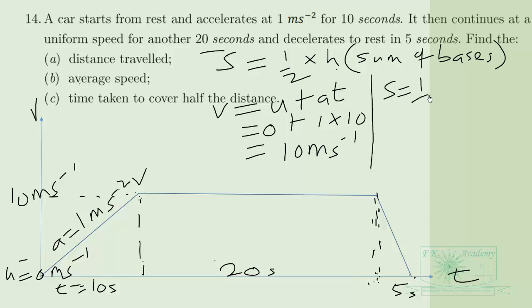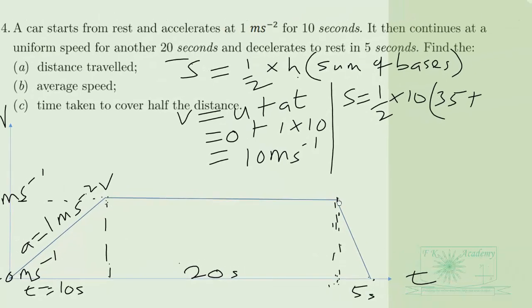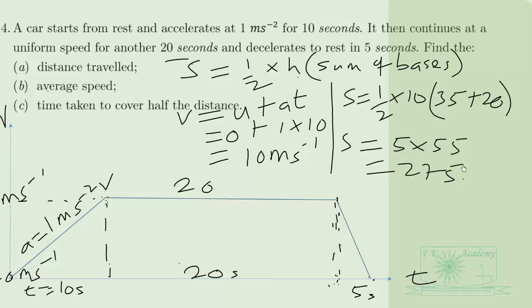So s will be equal to 1 over 2 times 10, which is the height, times 35 plus 20 seconds. So this will be equal to 5 times 55, which is 275 meters. That is the A part of the question.